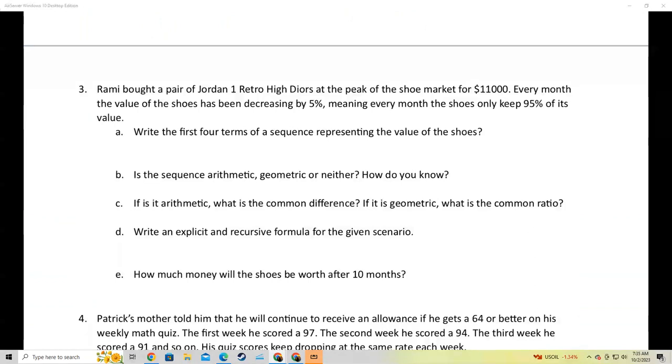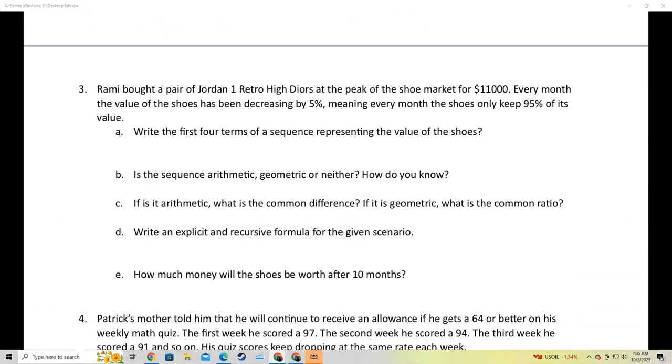the mistake of using the 5%. We're not going to use the 5%. We're always going to go off how much you ended up keeping. So if you lose 5% of the value, that means you still have or keep 95% of it. We're going to use the 95% and not the 5, okay?